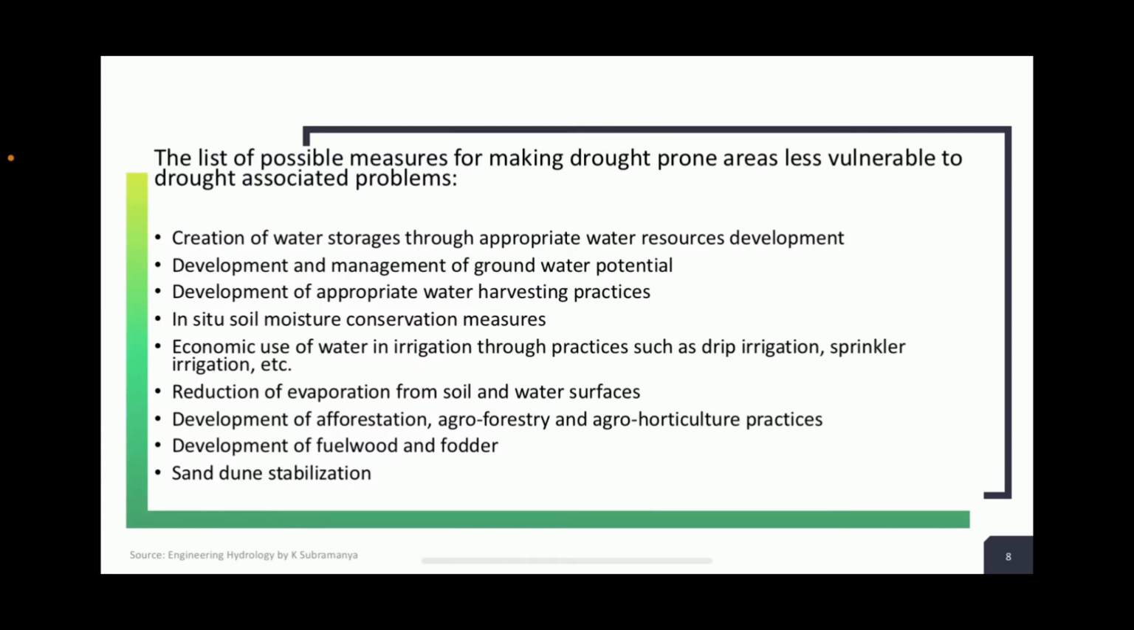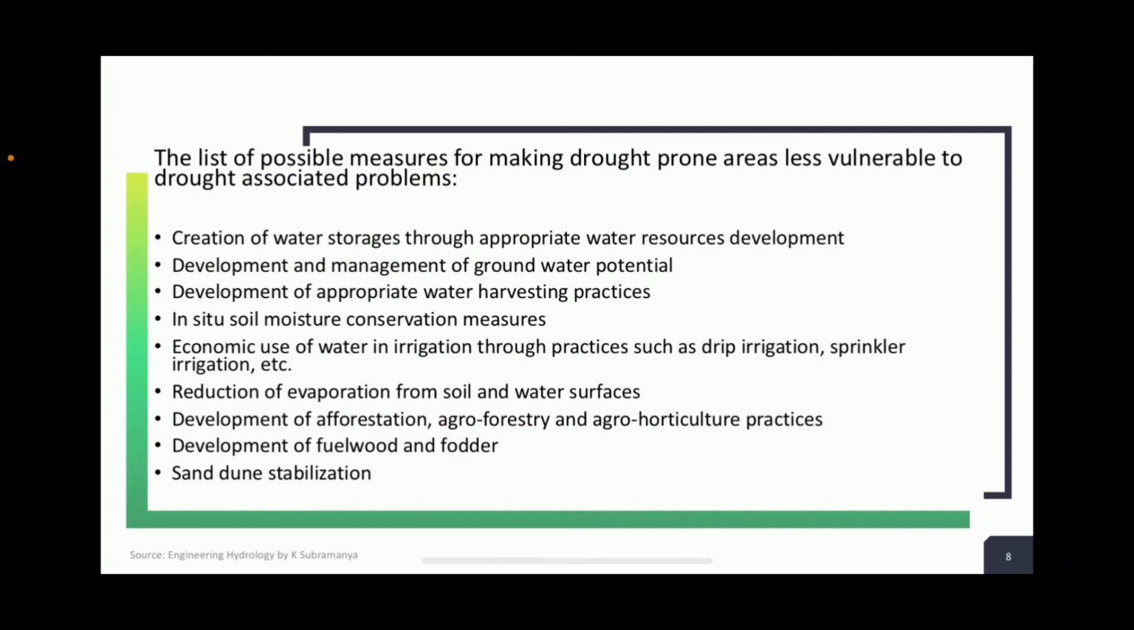So, here is a list of possible measures for making drought-prone areas less vulnerable to drought-associated problems. Creation of water storages through appropriate water resource development. Development and management of groundwater potential. Development of appropriate water harvesting practices. In situ soil moisture conservation measures. Economic use of water and irrigation through practices such as drip irrigation, sprinkler irrigation, etc.